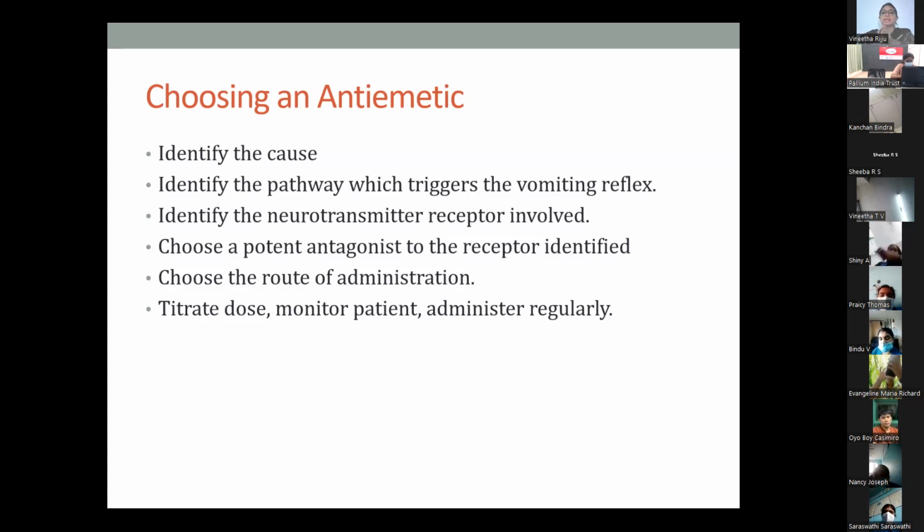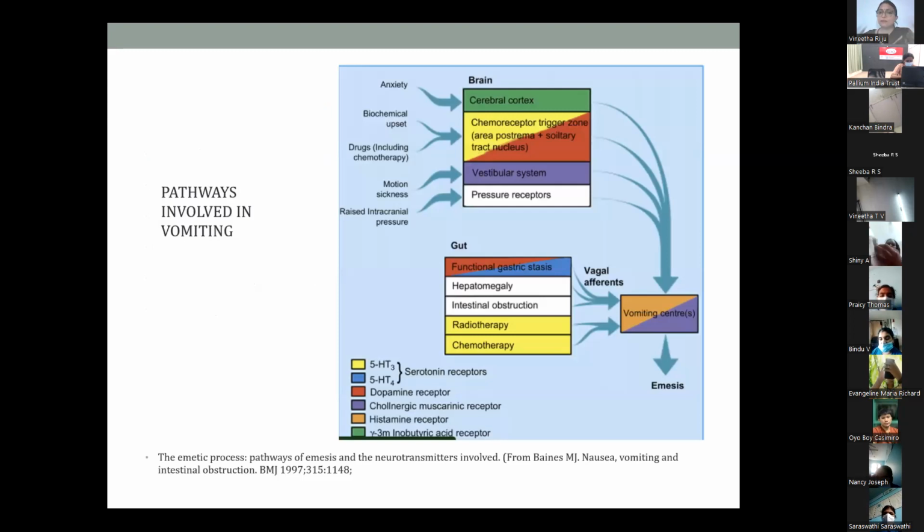So this is the chart that I was telling you. If your patient is having anxiety, the receptors for anxiety-related vomiting lie in the cerebral cortex, the green color. Signals go from there to the vomiting center and cause vomiting.